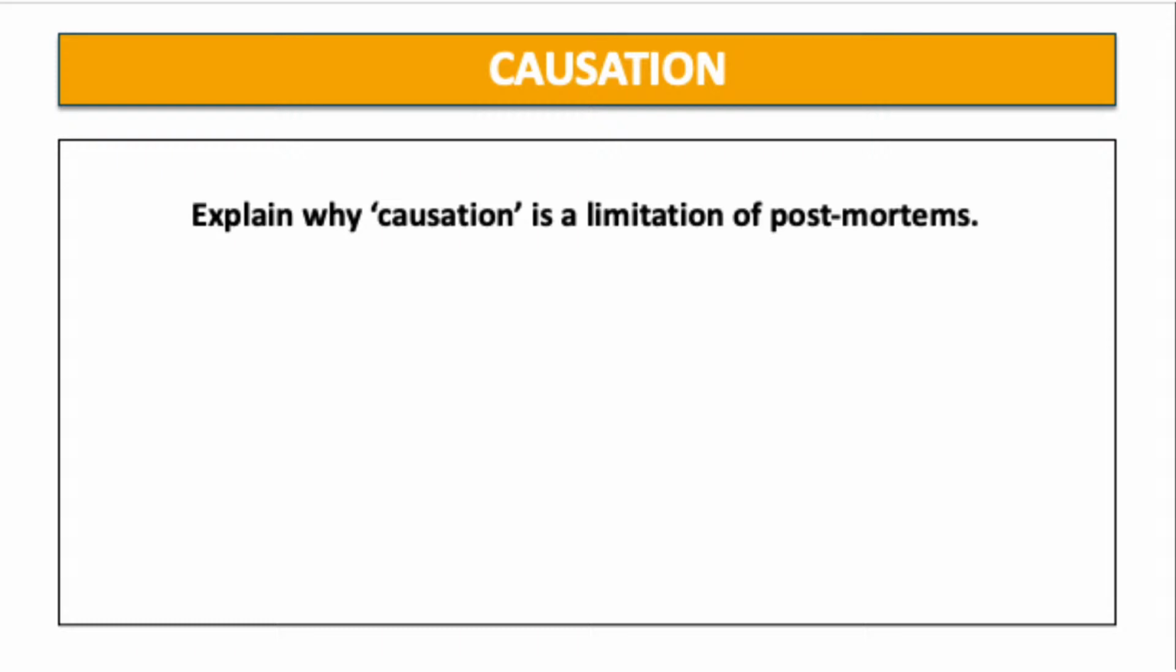So here's a question for you. Bearing in mind that we always mention cause and effect, don't we, in psychology? Explain why causation is a limitation of postmortems. You may have heard the term bidirectionality. That's something that some teachers use for this point. But why can we basically not say that what we find in a postmortem is the cause of the behaviour? Why can't we establish that causation? If you think you've got an idea, pop it in the chat.